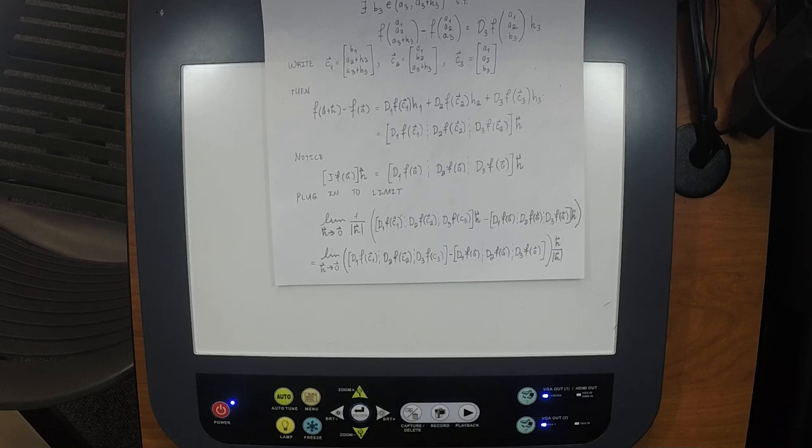Not only do the partial derivatives exist, they're continuous. Until now, all that I've used is that the partial derivatives exist. That's all that I've used. The existence of the partial derivatives is enough to get here. What I haven't used is that the partial derivatives are continuous. So how can I use that? Well, let's think about it.